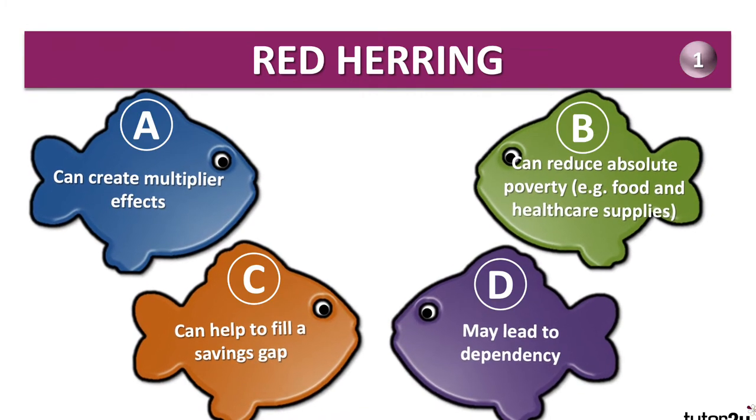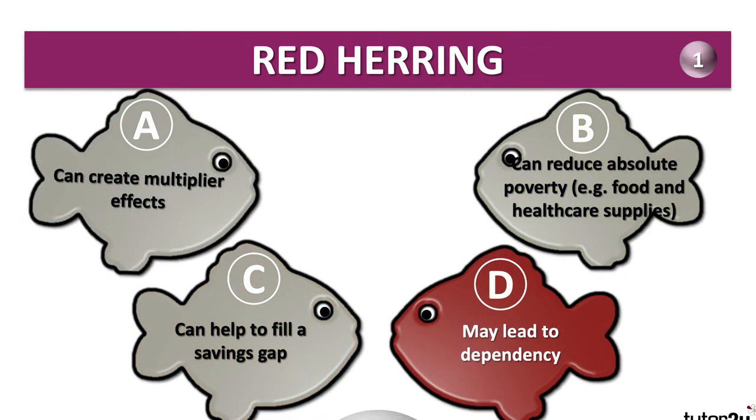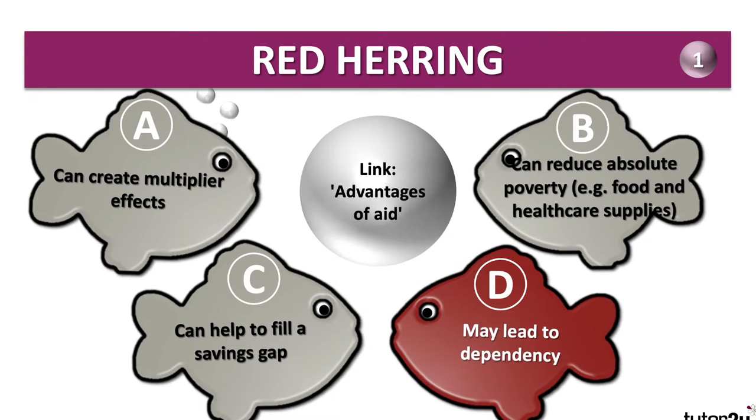And can we have the red herring revealed, please? Fantastic. So D was right. That is our big red herring. A, B, and C are all advantages of aid.